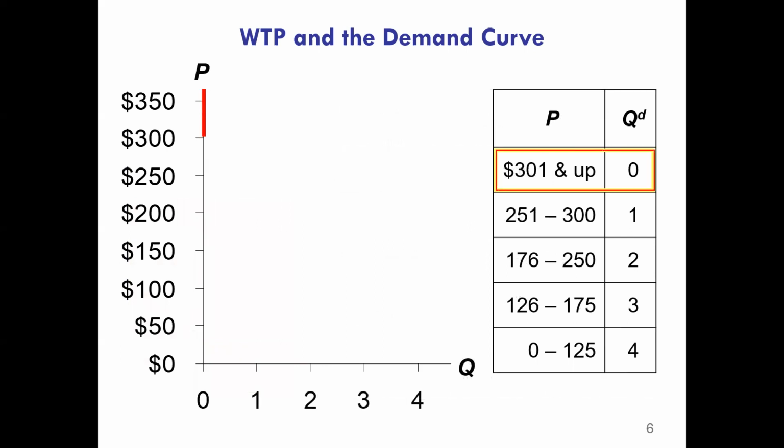Now let's plot this data on the graph. So when price is above $300, quantity demanded is 0. And we can see that when price is up to $300, quantity demanded is actually 1. When price is between $176 and $250, quantity demanded is 2. And when price is between $126 and $175, quantity demanded is 3. And when price is up to $125, all 4 of them can purchase it.